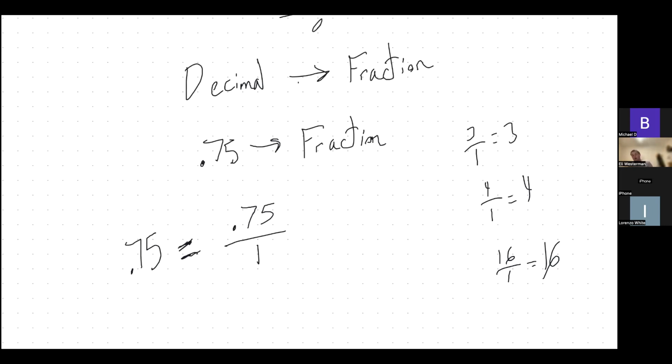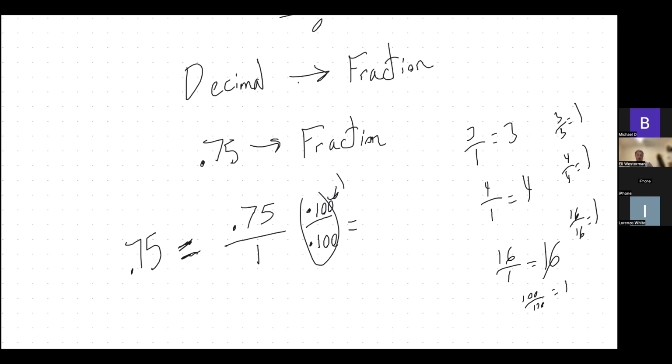Now what we're going to do is multiply this by 1 in a kind of funny way. We're going to multiply it by 100 over 100. Because in the same way, 3 over 3 equals 1, 4 over 4 equals 1, and 16 over 16 equals 1, 100 over 100 equals 1. So this is the same thing as multiplying by 1, and if we multiply something by 1, it doesn't change at all. We're just making it look different.